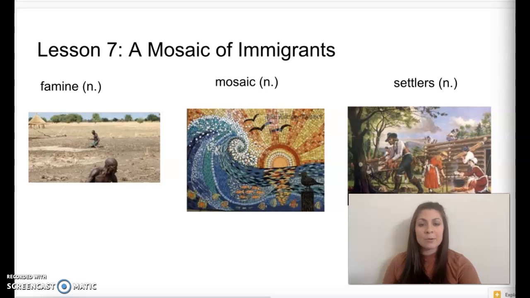Our first vocabulary word for today's story is the word famine. Repeat after me. Famine. A famine is a great shortage of food.